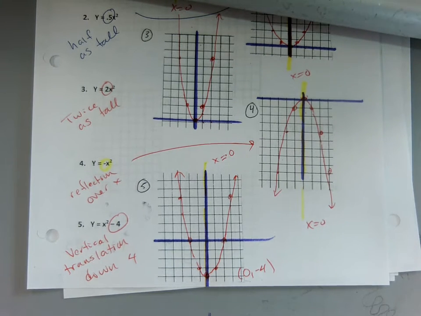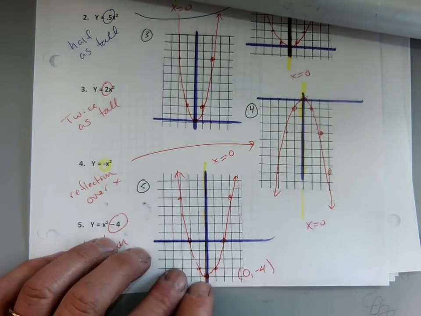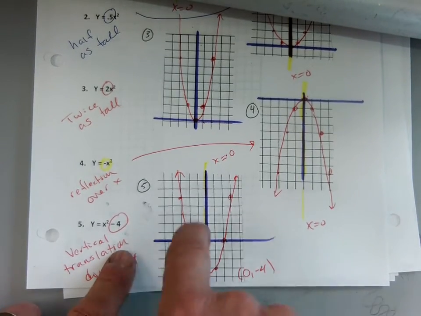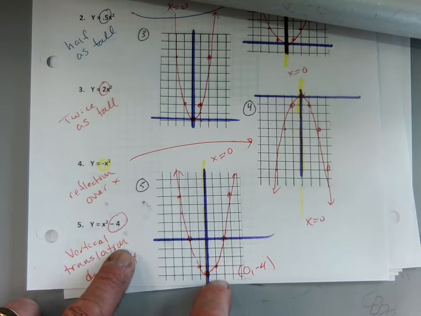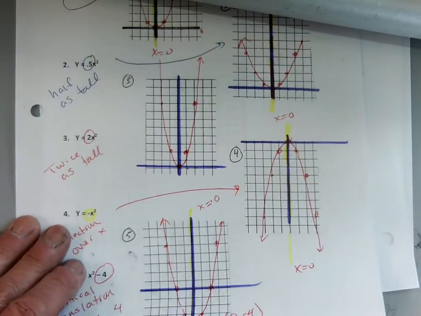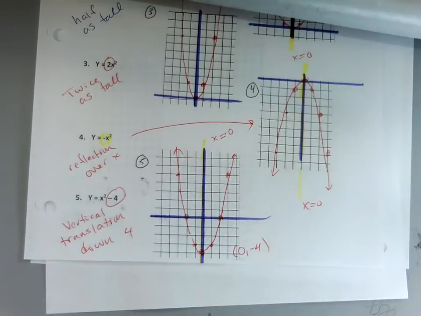Thumbs up. So all I did is I brought it down 4. Here's my same graph, but brought it down 4. Does that make sense? Give me a thumbs up. Take the same graph, I just brought it down 4. That's all I did, okay? All right, I will wait for you.